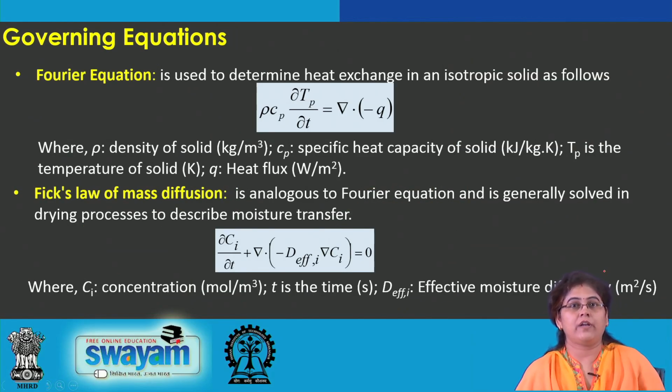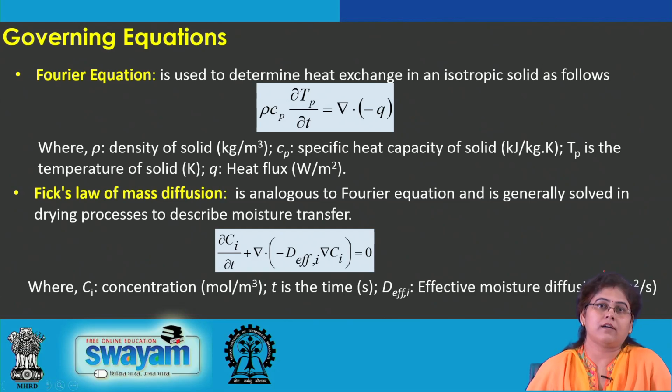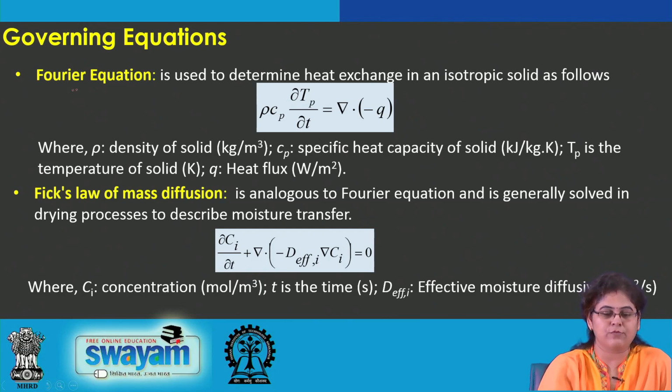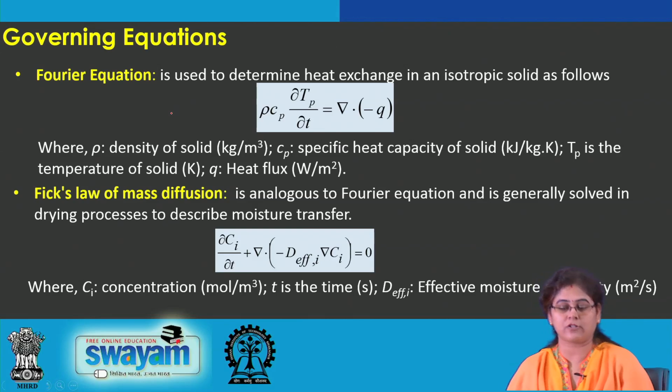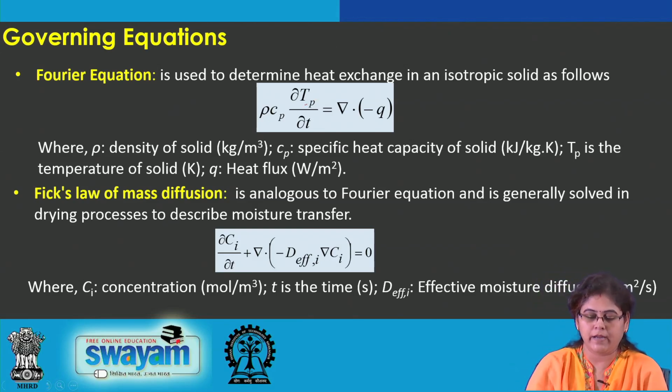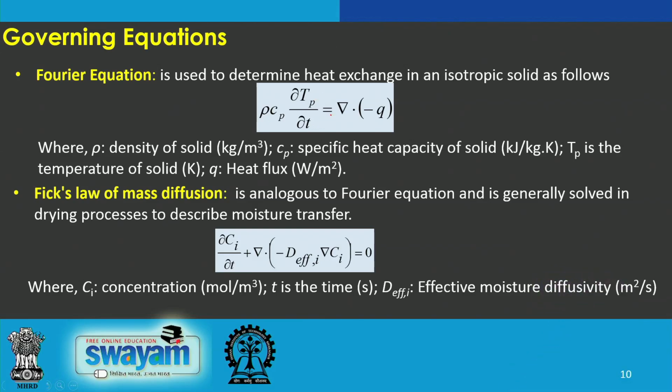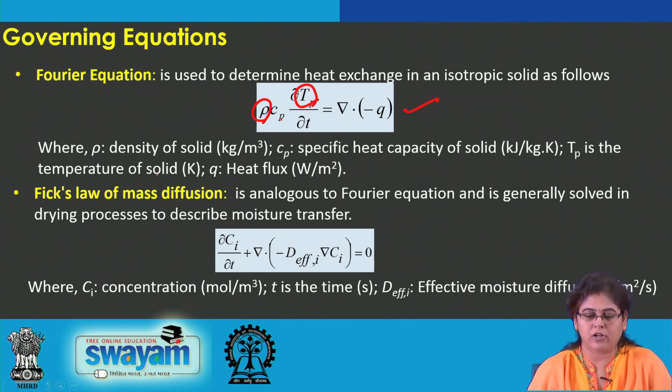Now, coming to the governing equations, normally for drying purpose we are using this Fourier equation for analyzing the heat exchange in an isotropic solid food material. Rho Cp del Tp upon del t is equal to del dot minus Q, where rho is the density of the food solid, Cp is the specific heat capacity, then Tp represents the temperature of the food solid, and Q is the heat flux.